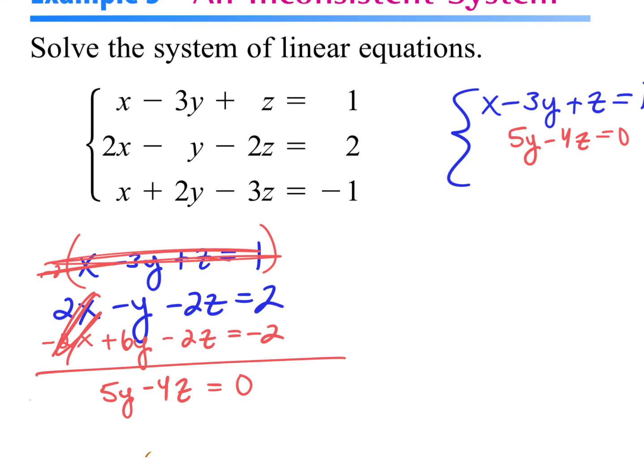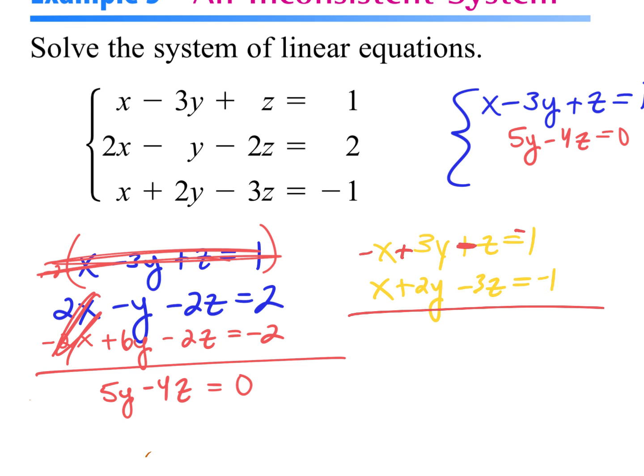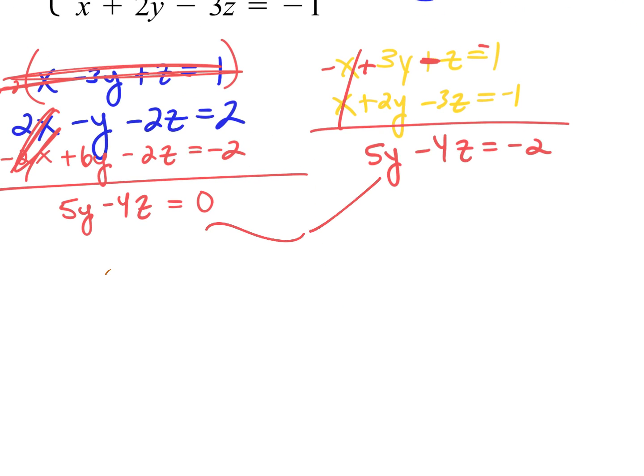So now I take 1 and 3, and I eliminate x's. So x minus 3y plus z equals 1. X plus 2y minus 3z equals negative 1. What do I have to multiply the top by? Negative 1. Can I just go through and change the signs? You guys okay with that? So if I change this minus, plus, minus, minus. Okay, what happens to my x's? They cancel. What's 3y plus 2y? 5y. Minus 4z equals negative 2. We good? All right, so now I take these two and I combine them.